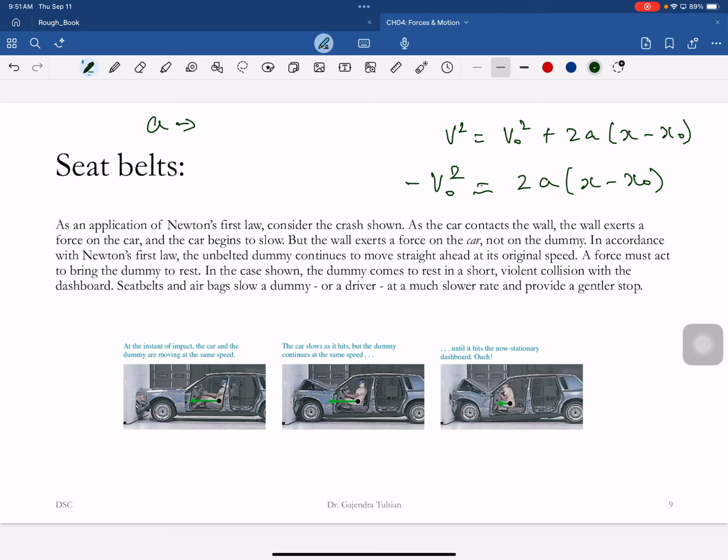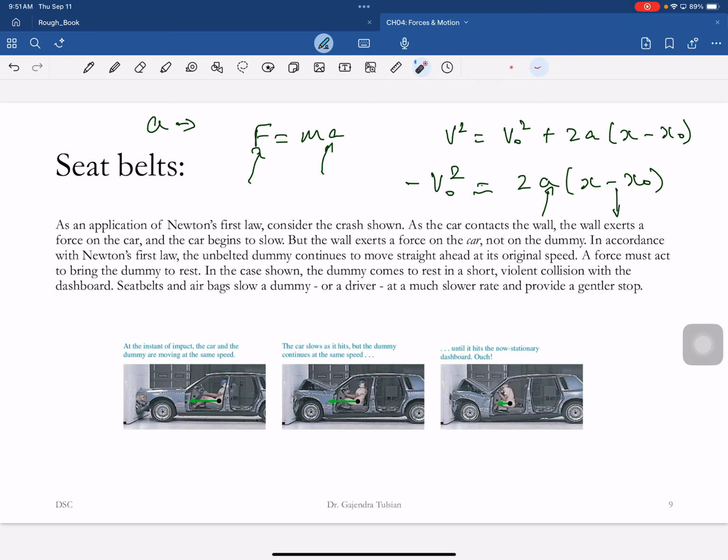What happened? Shorter distance, slower speed. Shorter distance, greater acceleration. Greater acceleration is what causes damage. Okay? When the acceleration you experience is greater, the forces on you are greater. And that's what causes damage. Okay?